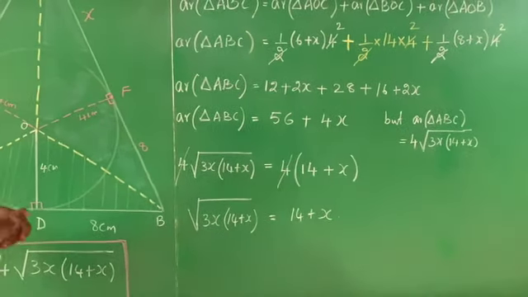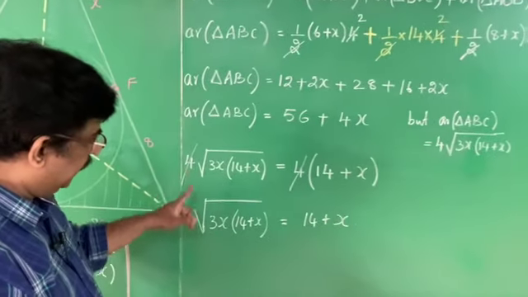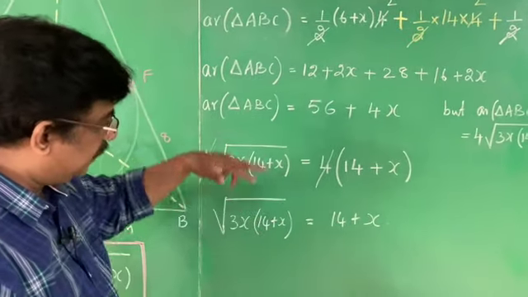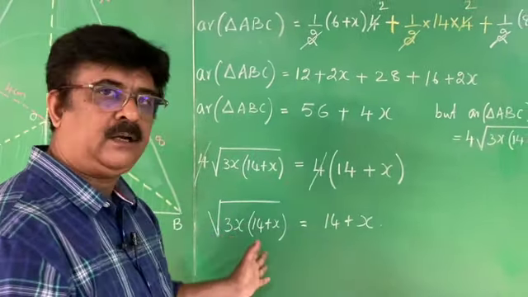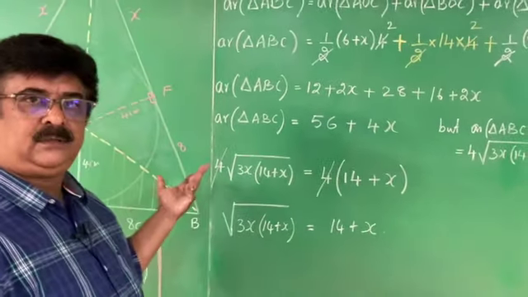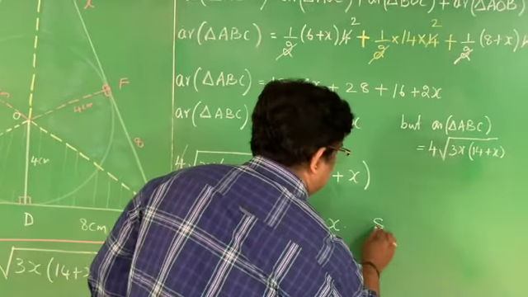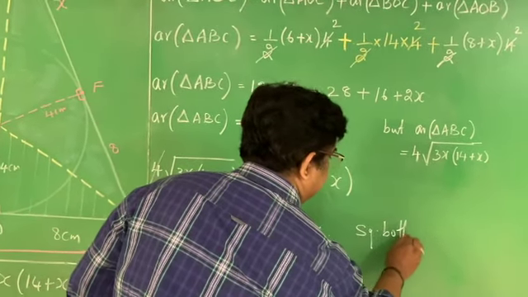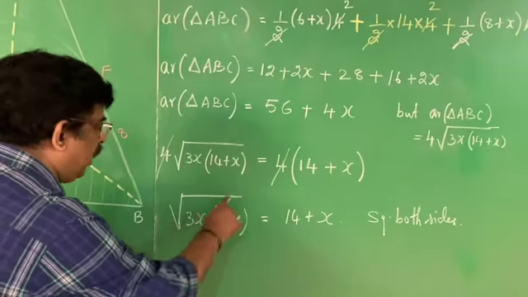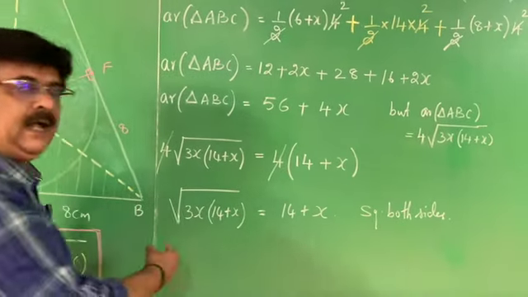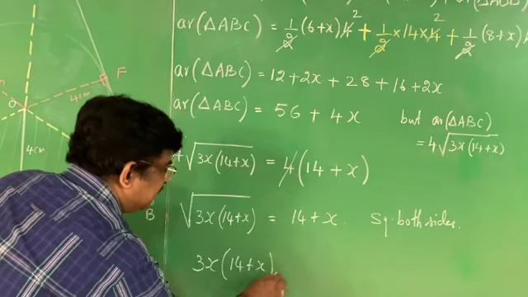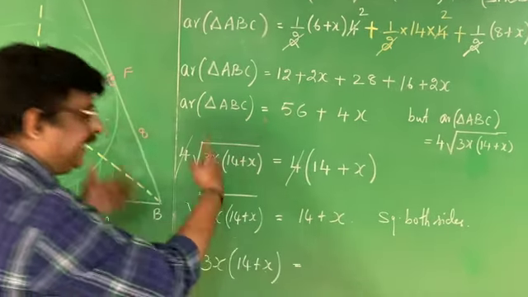Now your capabilities, the mathematical ability. See, in any equation, if a root is there on one side, to eliminate that root, we have to square the equation on both sides. When you square them, the root goes. When you square both sides, what happens? The square of root 3x of 14 plus x becomes 3x of 14 plus x. This root sign is gone.